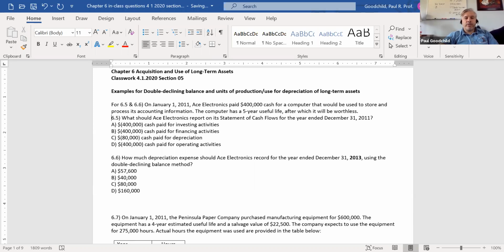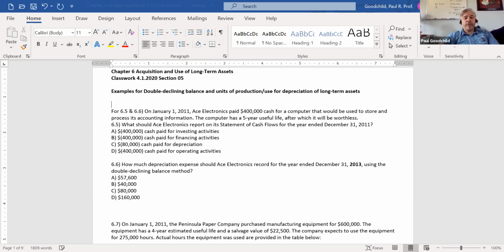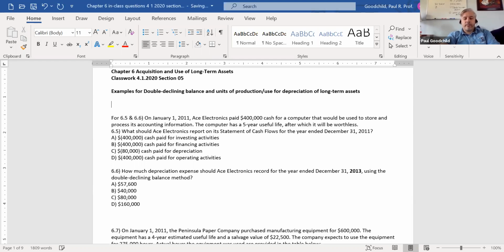the first one talks about statement of cash flows. And remember, first of all, that depreciation is never cash and rarely matches the flow of payments.